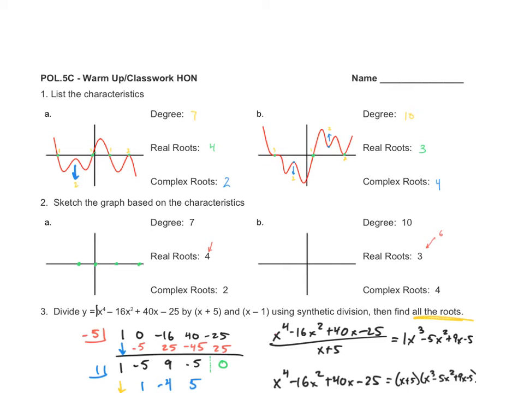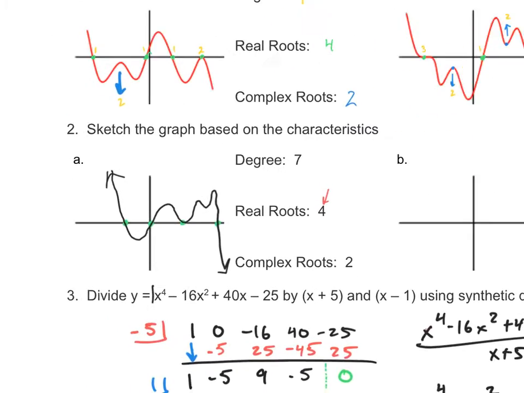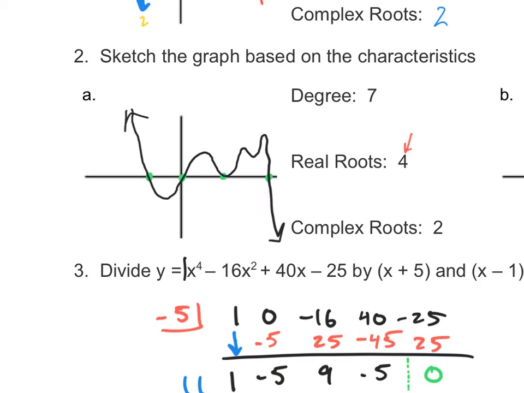And so as I sketch a possible graph, it doesn't really matter. You can come down through here, come through here, and I'm going to bounce off this one. I have to have a parabola which opens away and then cross back through. So that's just an example of something that would possibly work. I'll zoom in just a touch so you can see 4 x-intercepts, 2 complex roots, and 1, 2, 3, 4, 5, 6, 7 as your degree.